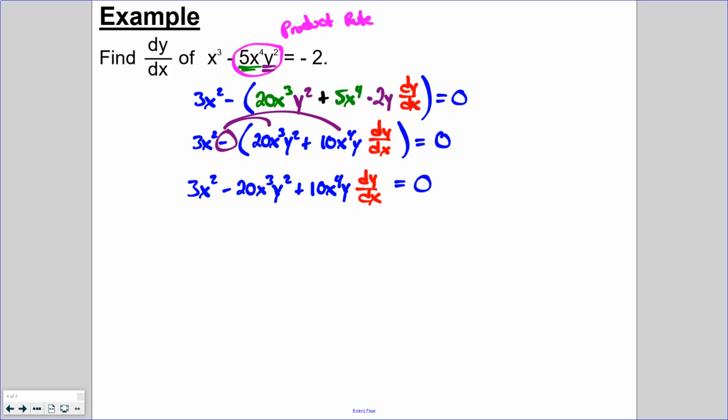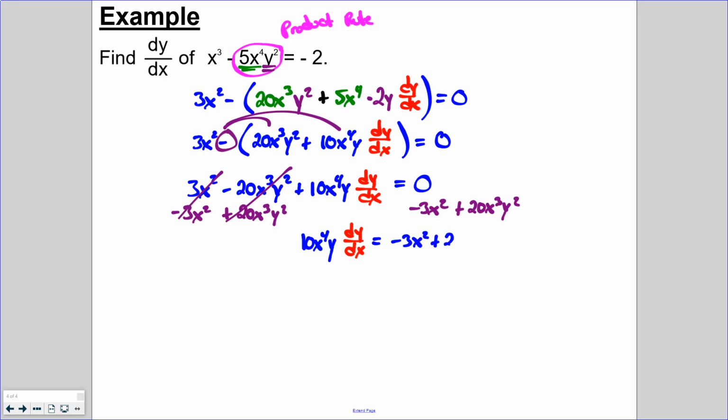And then similar to the last problem, our goal is to get the dy dx by itself. So step 1, move everything that doesn't have a dy dx to the other side. So I'm going to subtract 3x squared from both sides. Zoop, gone. Then I will add 20x cubed y squared to both sides. And that's going to zoop cancel out on the left, leaving us with 10x to the fourth y times dy over dx is equal to negative 3x squared plus 20x cubed y squared.